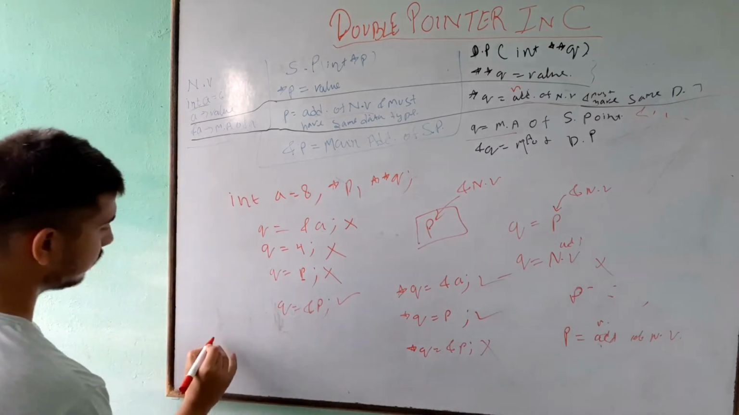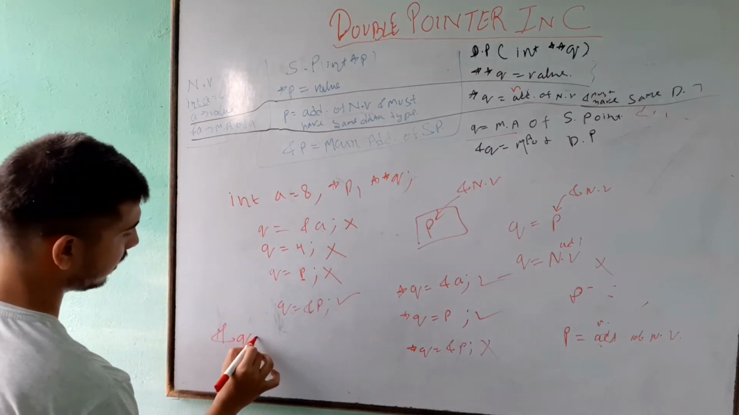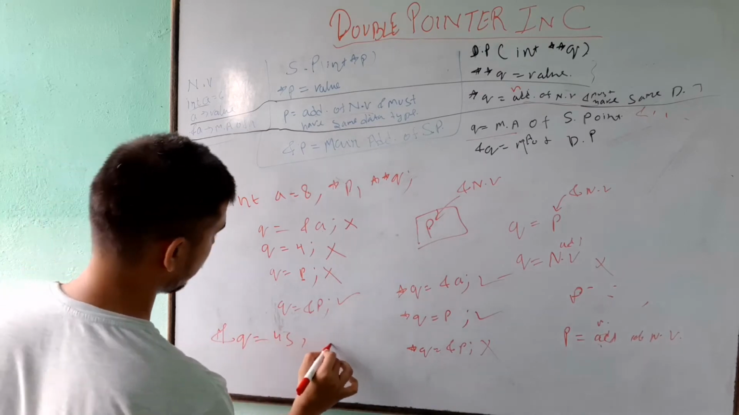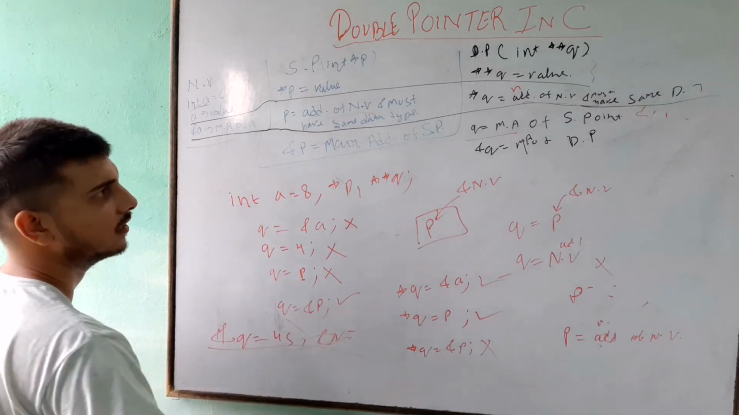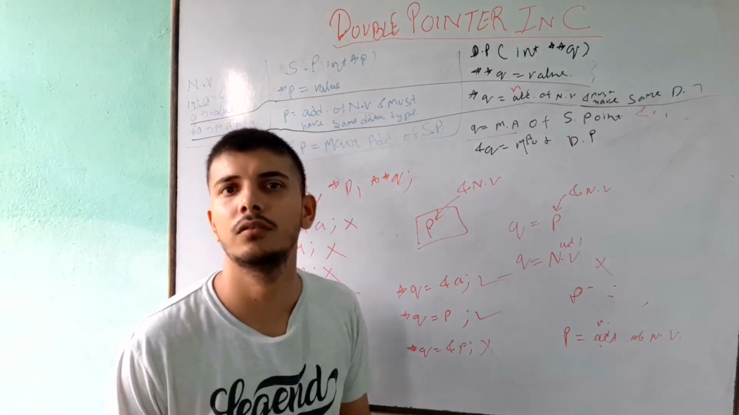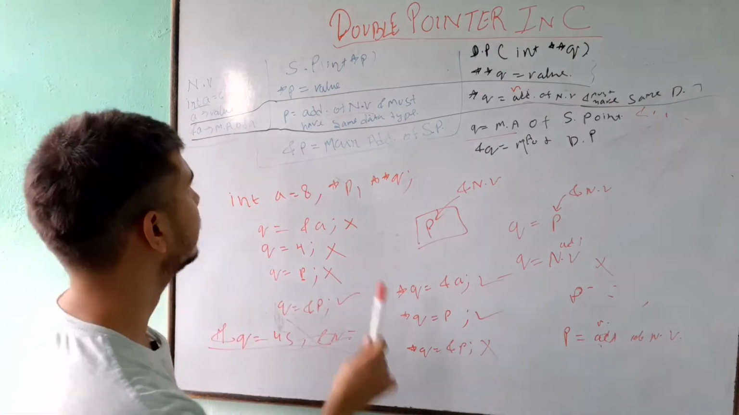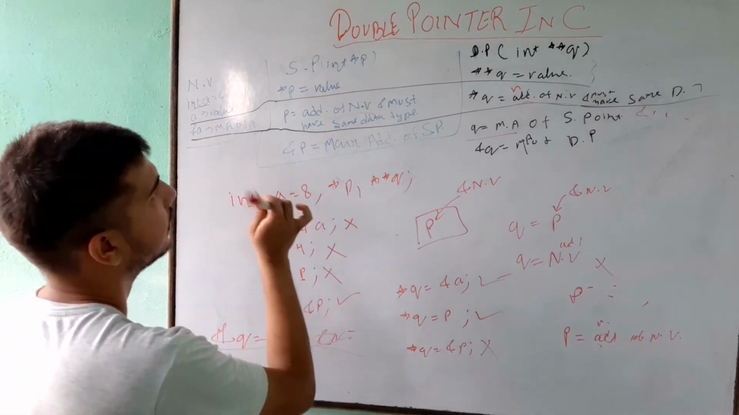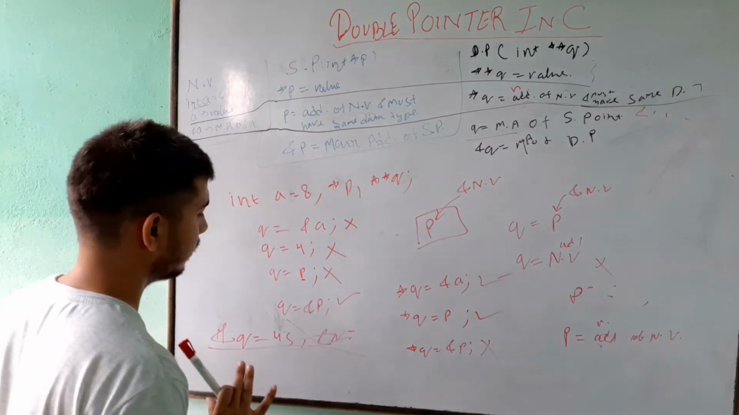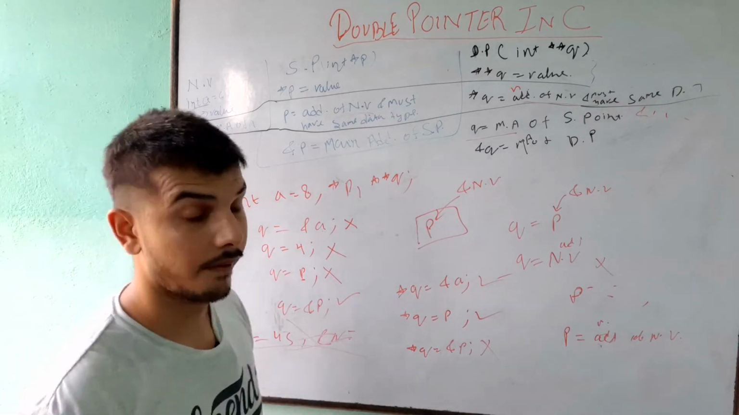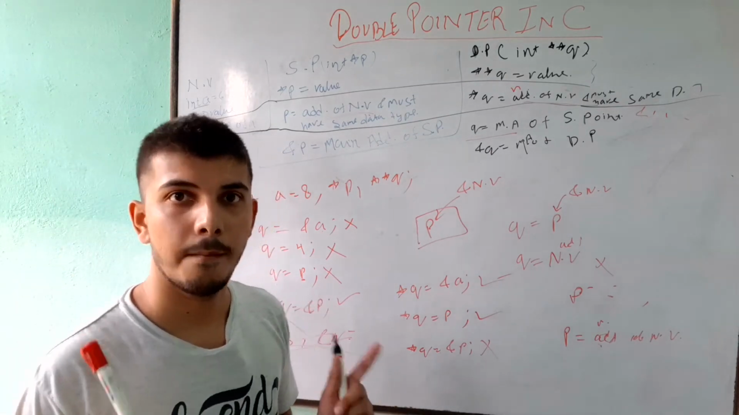Now if I ask you, I am trying to change Q equal to 45 or &Q, we cannot change the main address ever. In any condition, in any pointer, whether it is a normal variable, single pointer, double pointer, whatever pointer, we will never be able to change the main address.